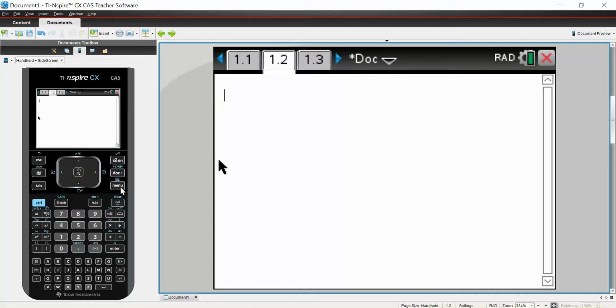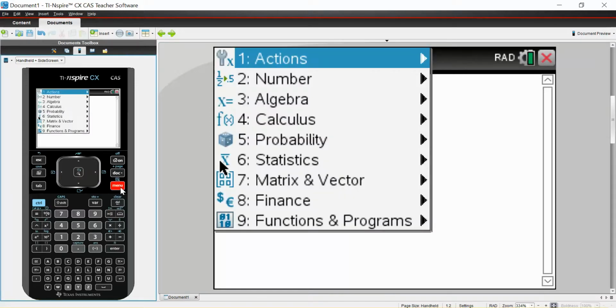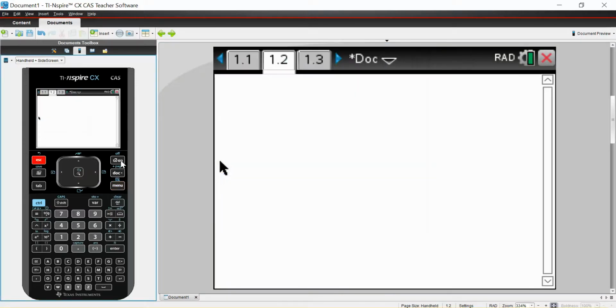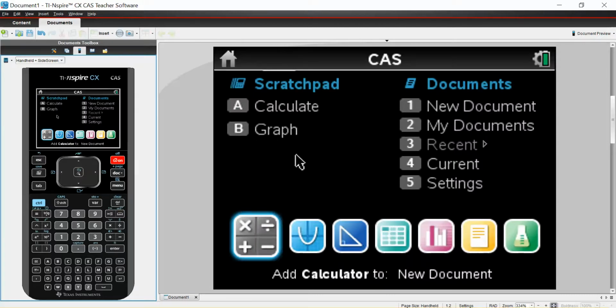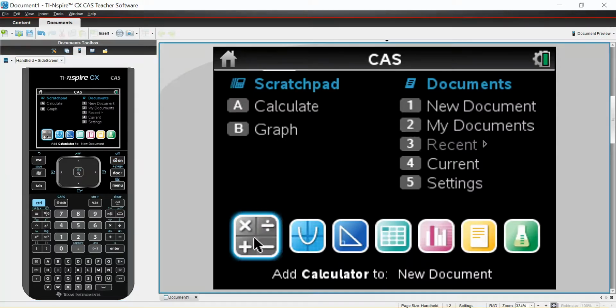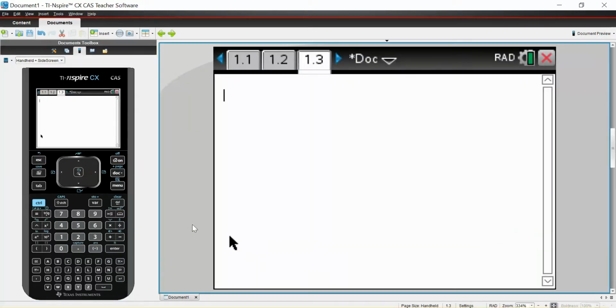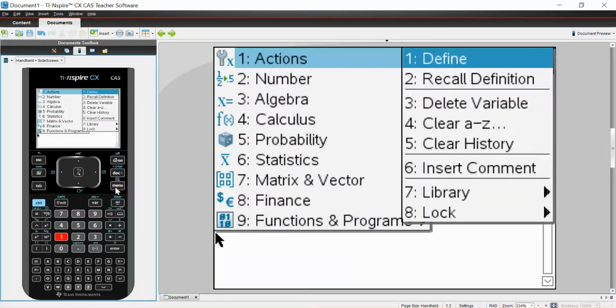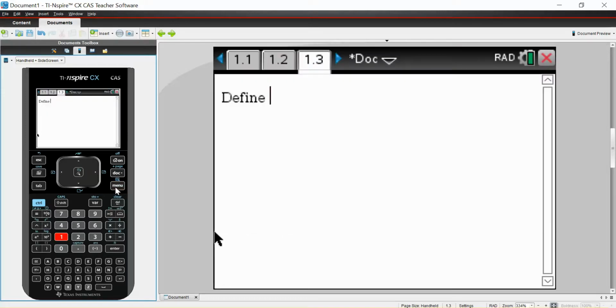One of the techniques I taught in class was that you can do menu. Just in case you didn't know, turn on your calculator. In this section here, you've got your calculator button. Go down here, add a calculator. Now here, the two techniques I keep emphasizing that I recommend you to do: you go to menu, actions, 1, which is define. So menu 1 on your calculator, you get define.